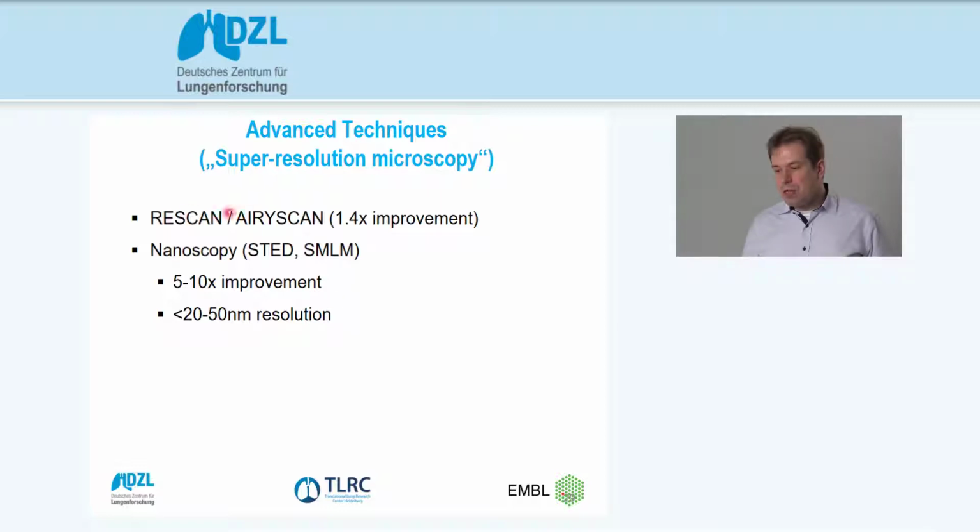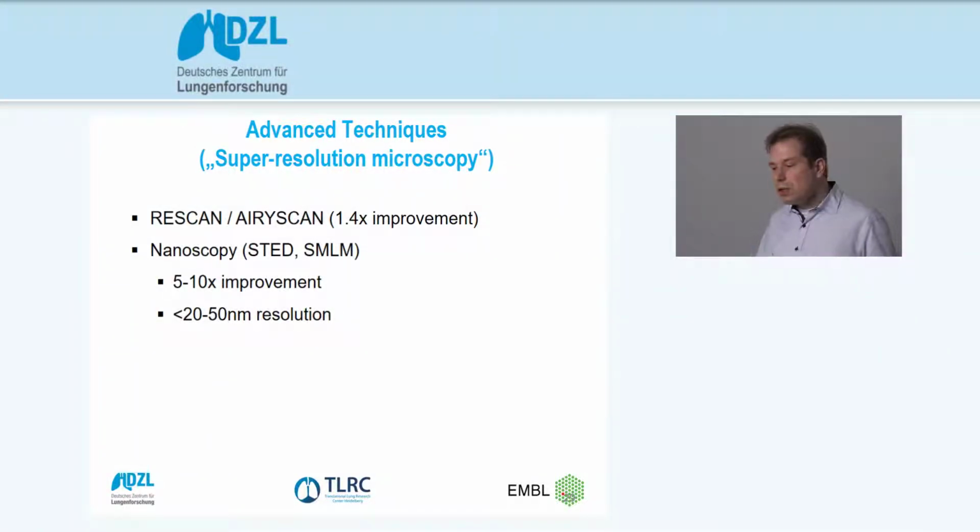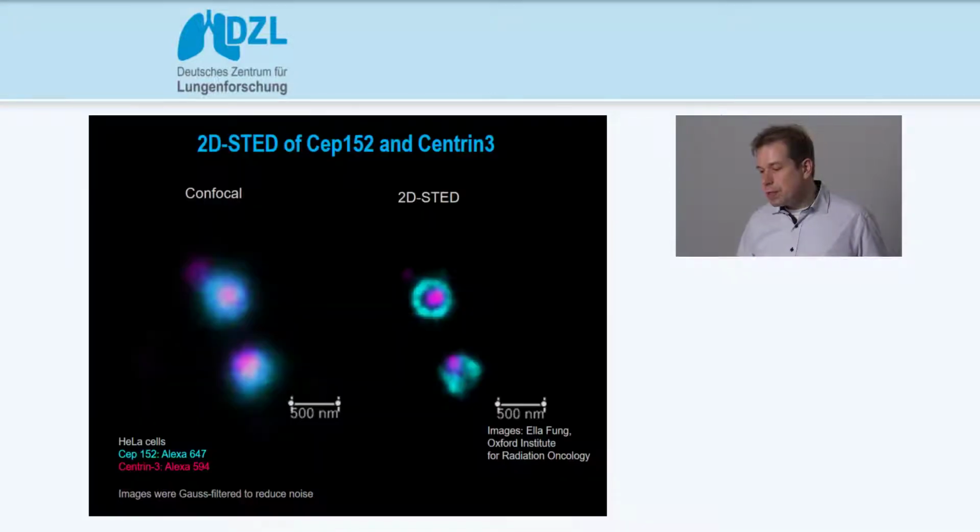In the so-called nanoscopy techniques like STED and single molecule localization microscopy, also known as STORM, we can have an improvement of 5 to 10 times in the resolution of the image, which results in a resolution that can be below 20 nanometers in the lateral dimensions. I will not go into detail, but I will show you the power of these techniques, and we will certainly cover them in some of the future webinars.